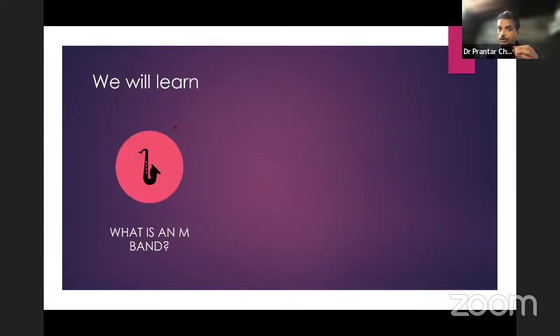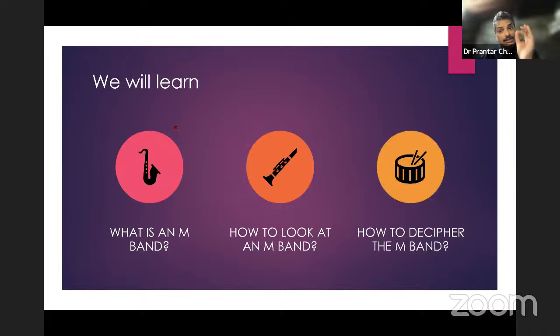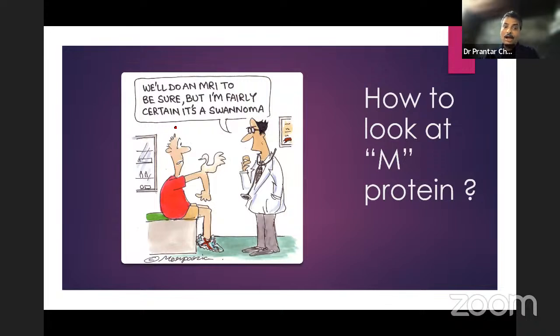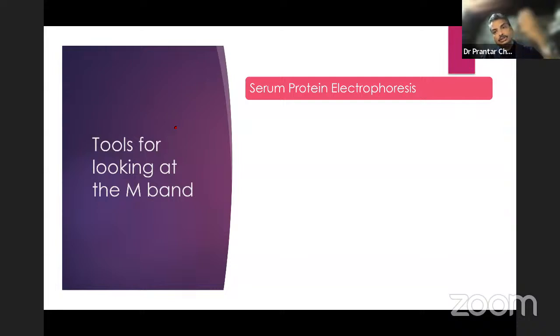So we will learn, as I told you, what an M-band is, how to look at an M-band, and how to decipher it. I think you've read this book, an amazing treatise on the final diagnosis and how to look at M protein. Don't worry, I use these cartoons just to tell you that you do not perform an investigation if it is not required. So, what are the tools there? I'll be taking on the garb of a biochemist for the next 5 minutes to teach you certain technologies which are used, but which you should be aware of as a clinician.